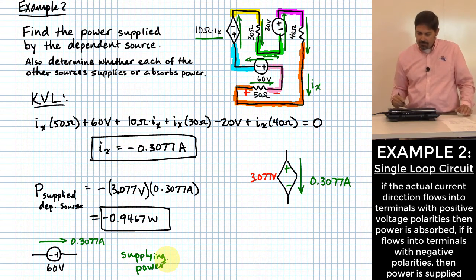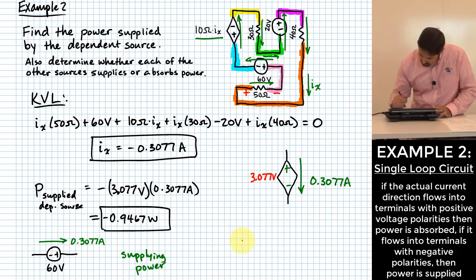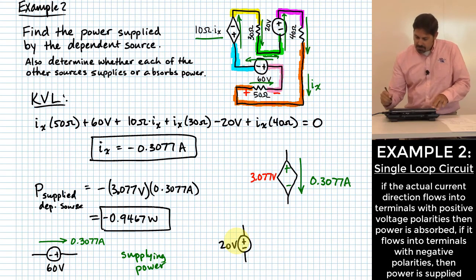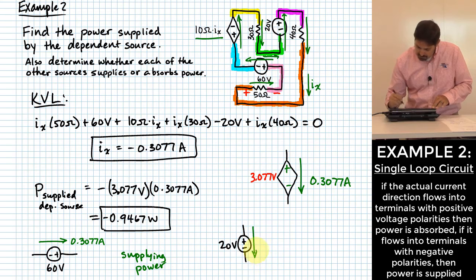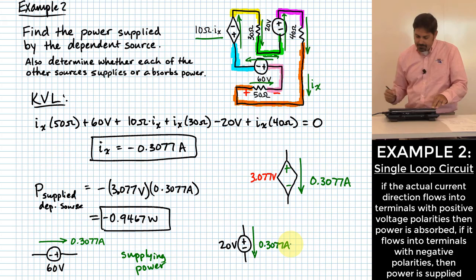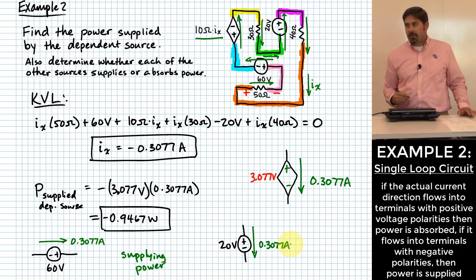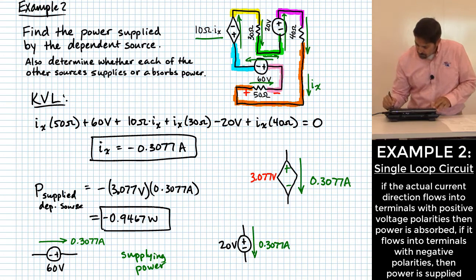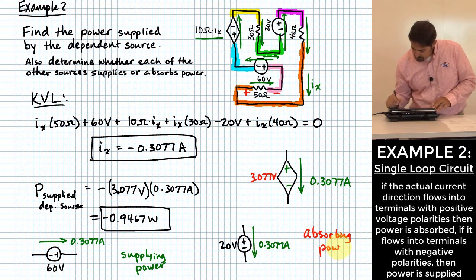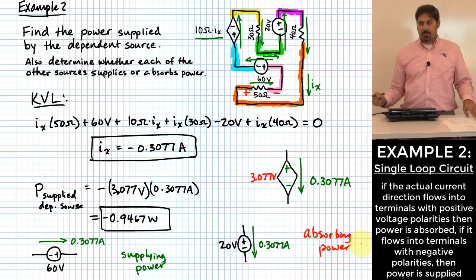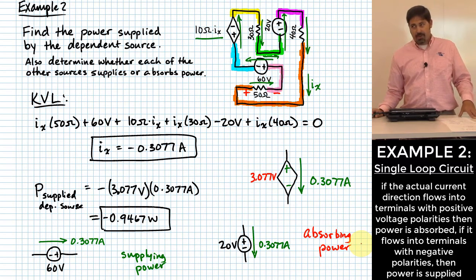What about the 20 volt source? This one has 20 volts like this. What direction does current flow? Really, it goes this direction, right? 0.3077 amps. Does it supply power or absorb power? This one is absorbing power. That make sense? You can say no if you want. We can talk about it, but hopefully it makes sense.